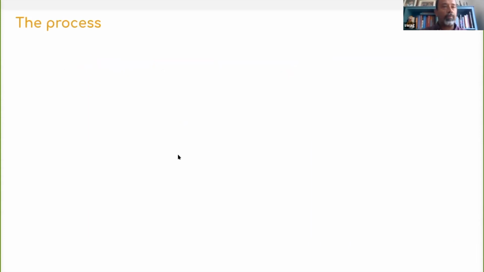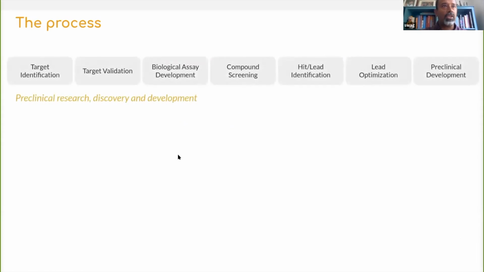So for the process that Anastasia already mentioned, it's a long process, and it's a linear or sequential process, and there are several aspects to this.